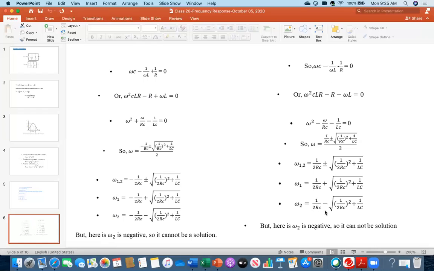But this will be negative because this will be larger than this one. And there is a negative sign. So omega 2 cannot be a solution. Therefore, ultimately, this one is one solution, this omega 1, and this omega 1 is another solution. If you compare these two numbers, definitely this omega 1 is bigger than this omega 1. Therefore, this is your omega 2, this is your omega 1.